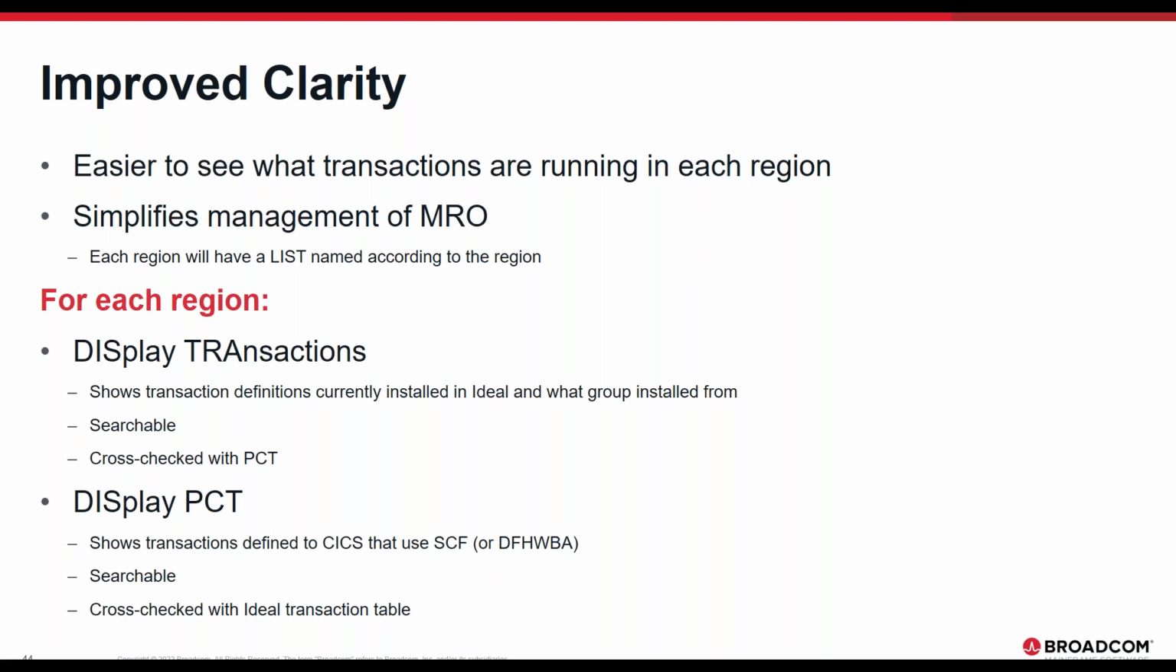And then for each region, we have a new command called display transactions. That's going to show you what transactions are currently installed in Ideal and what group it was installed from. It's going to be searchable, and it's also cross-checked with the PCT. And then display PCT is not a new command, but we have made some tweaks to it to cross-check it with the Ideal transaction table. So it's going to show you the other side of what transactions are defined to CICS that use the session controls facility or the web driver. And it's also searchable.